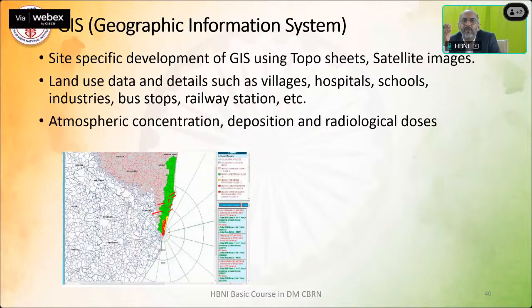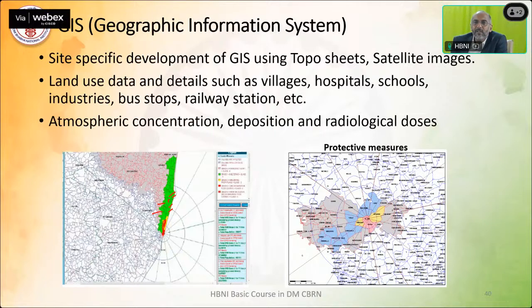And atmospheric concentration, deposition and radiological dose across this data will give me the kind of protective actions that I need to take in each of these areas. So I have each of the villages, and what is the dose that is going to be in the villages.